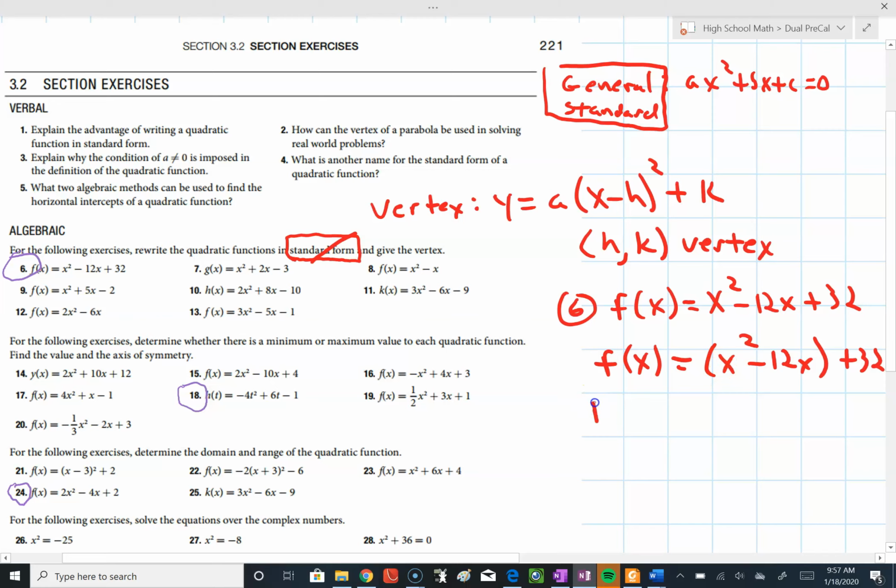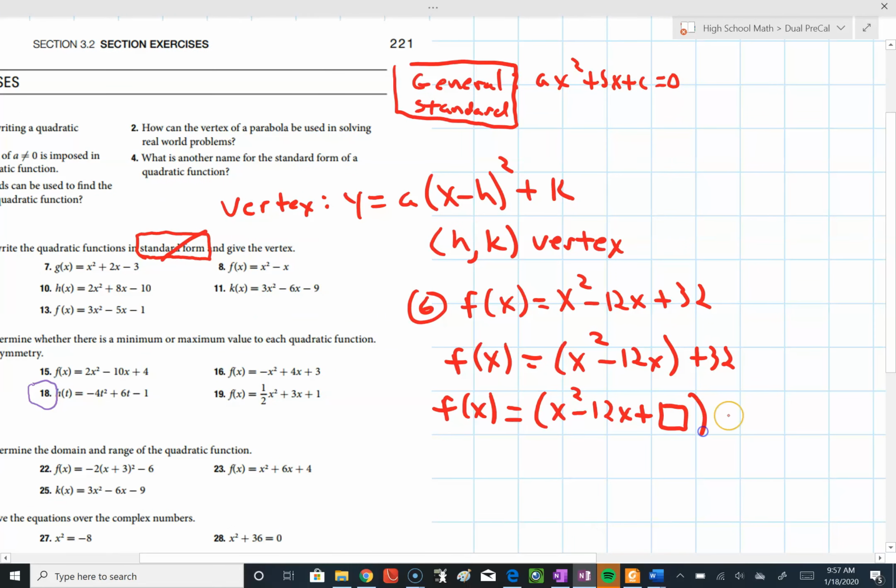Next step is we're going to add in some box number in order to complete the square. You may remember this from algebra 2. So x squared minus 12x plus some number, I'm just going to call it a box. And outside, we will subtract the box. Typically, we think of whatever we do to one side of the equation, we do to the other. Here, we're doing it strictly to the right side, so we add it inside and subtract it outside.